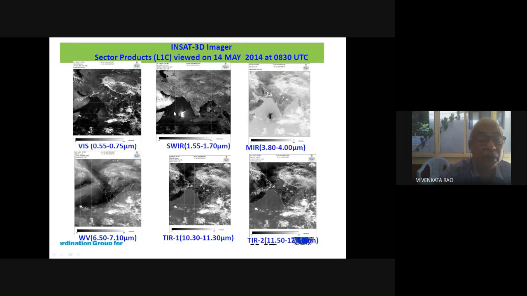So these are the infrared INSAT 3D imager. You will have different types: visible band, short wave infrared, middle infrared, water vapor channel. Then this is thermal infrared, 10.3 to 11.3 and 11.5 to 12.5. So these are different bands from INSAT satellites. You measure these, and of course many parameters are derived from this.